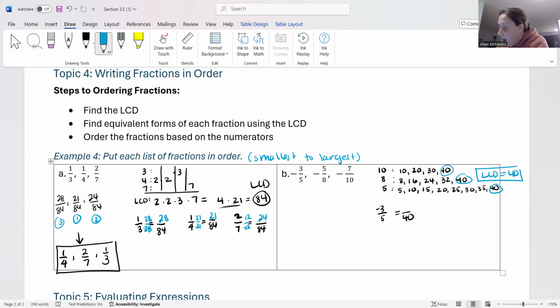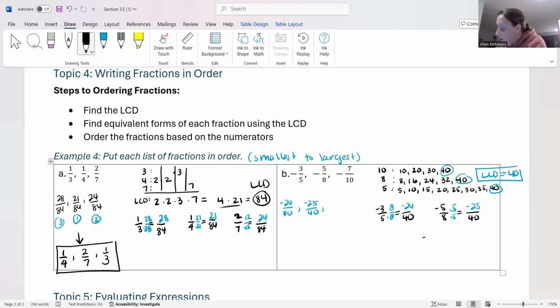Well, we'd have to multiply it by 8. So we multiply top and bottom by 8, and -3 times 8 is -24. So we have -24/40ths so far. Next up, we have -5/8. We want to rewrite that as something out of 40. So what would we multiply 8 by to get 40? Well, we'd have to multiply it by 5. So I want to multiply top and bottom by 5. So -5 times 5 is -25. So next we have -25/40ths.